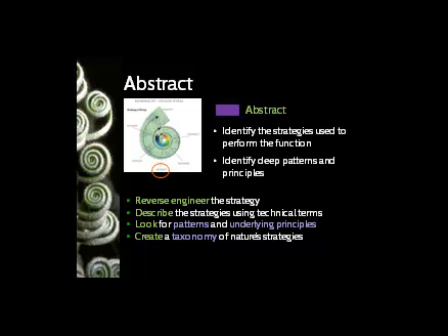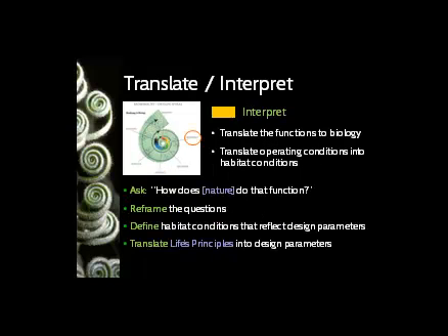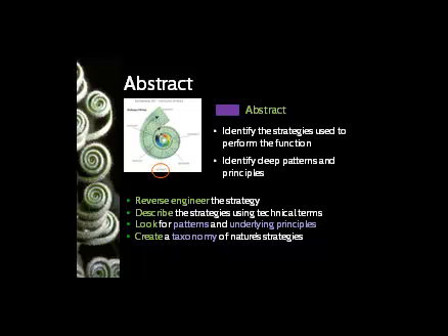When you get to the abstract phase, again, once you have the biological models, so now you're fully immersed in the world of biology, you're going to go through the process in reverse. You want to turn those biological strategies into technical strategies. So you're basically reverse engineering the strategy. You're going from biology to the technical world, which is exactly the opposite, if you remember, of what you did in the translate and interpret phase. So you're going in reverse.